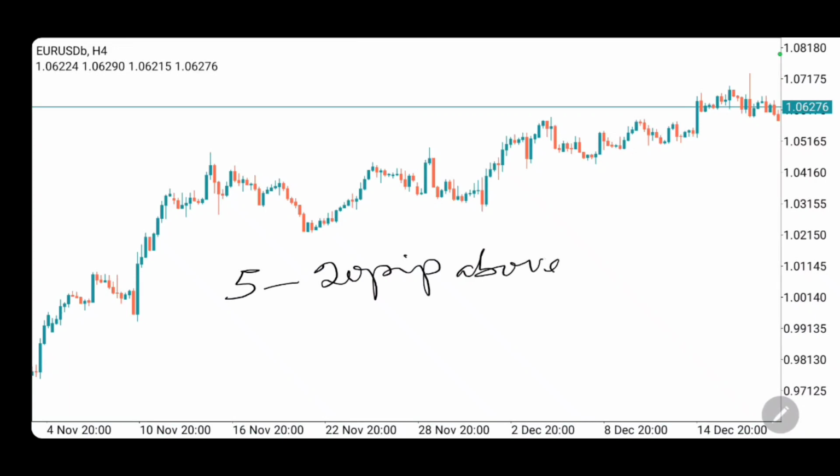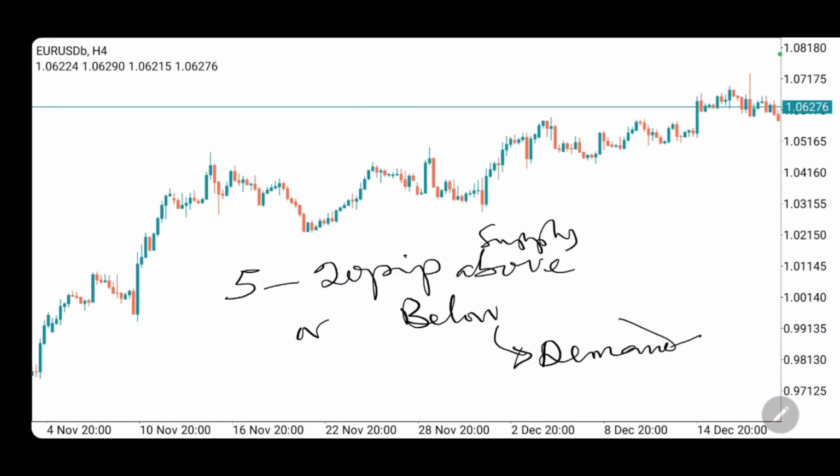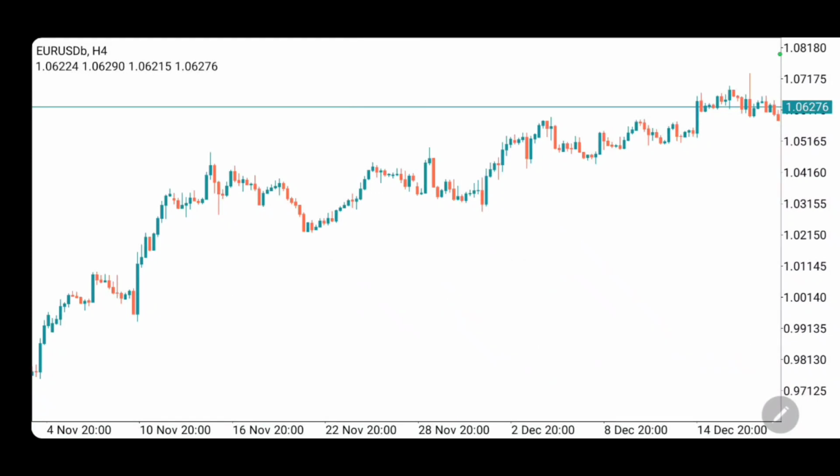above or below the zone. When we say above, we mean above the supply zone. When we say below the zone, we mean below the demand zone. So when price sweeps the liquidity 5 to 20 pips below the demand zone or above the supply zone, after it starts sweeping that level, you need to now trade against the movement that took out the liquidity.